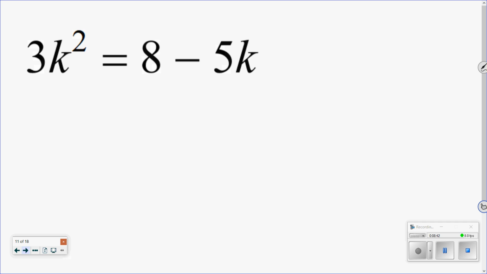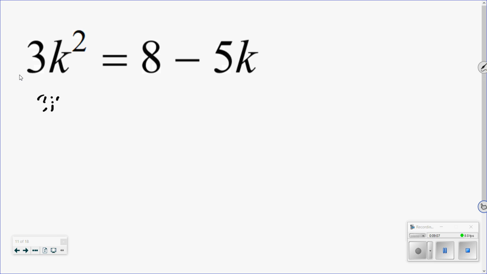Okay, first of all, this one's not in standard form. Just a side note, it's always easier to factor if your squared term, your quadratic term, is positive. That was already positive. So instead of moving the 3k squared over, which would make it negative and the problem harder, I'm going to leave the 3k squared over here.